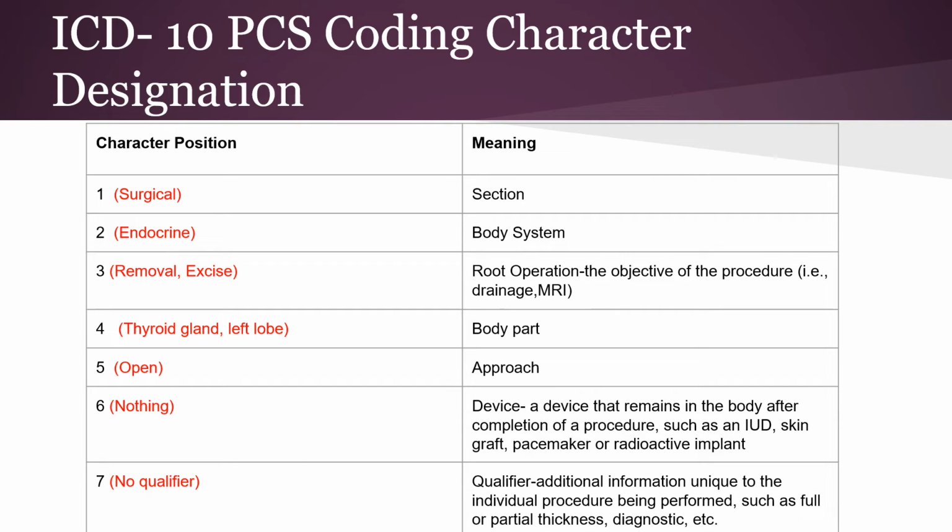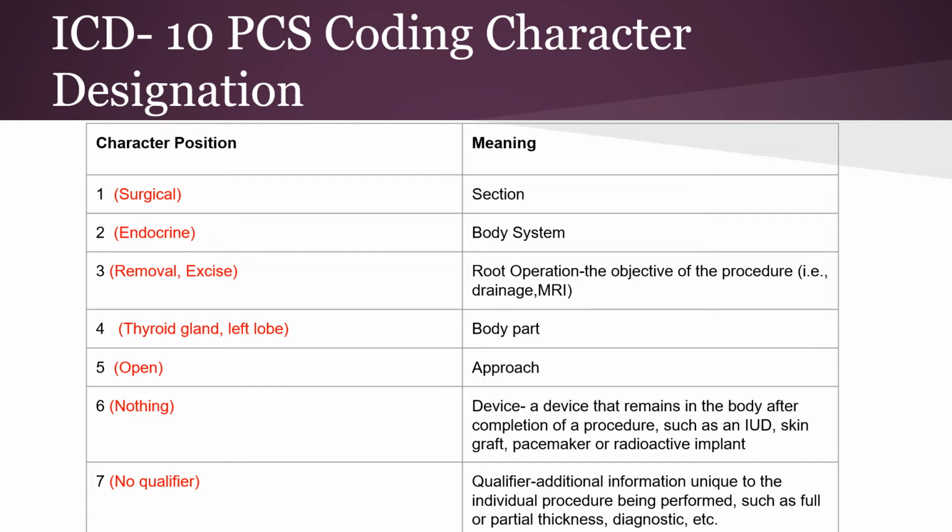So to go through our code and character designation, we're going to use again our example, which is the thyroidectomy, to break down the character designations as you see listed here. So the first character position is our section, and since the doctor has performed a thyroidectomy, we're going to go with the surgical character position. And then our second character position is the body system, and we know that thyroid has to do with the endocrine system, so we're going to go to endocrine.